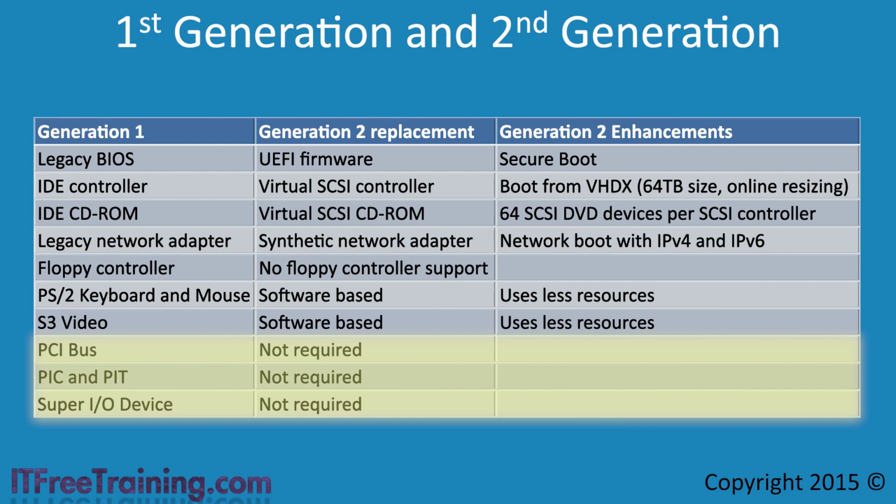The PIC, or Programmable Interrupt Controller, and PIT, or Programmable Interval Timer, are both used for timing on the computer. The PIC was replaced by the Advanced Programmable Interrupt Controller. However, in Windows 7 and Windows Server 2008, they still require the PIC. This is the biggest reason why these operating systems cannot be used in second-generation virtual machines. The PIT dates back to the DOS days and is simply not needed in second-generation virtual machines.